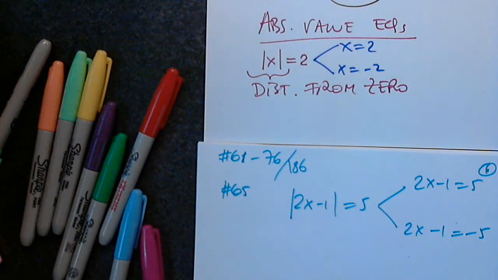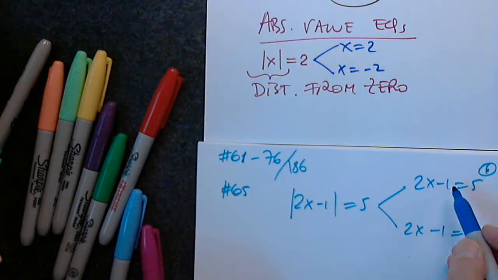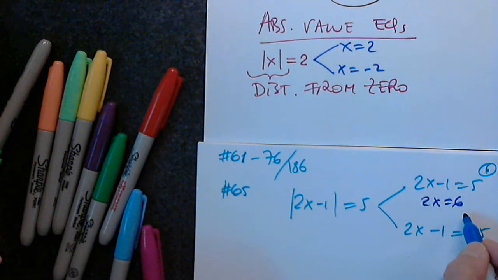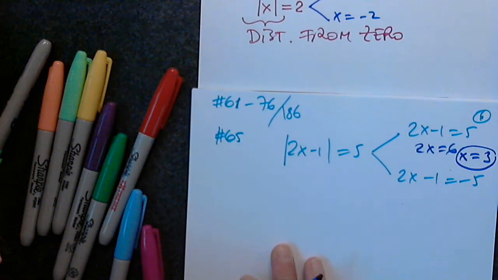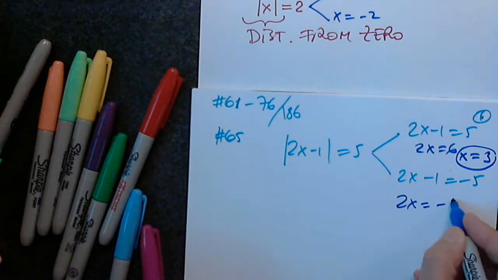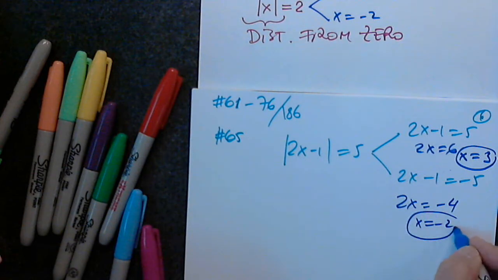It's just that now I have to solve an equation, which I didn't have to solve before. So I'm moving 1, so 2x equals 6, so x equals 3. I'm moving 1, 2x equals negative 4, x equals negative 2. Same idea. Everything is the same, right? It's just that now you take that expression and set it equal to 5 and negative 5, right?